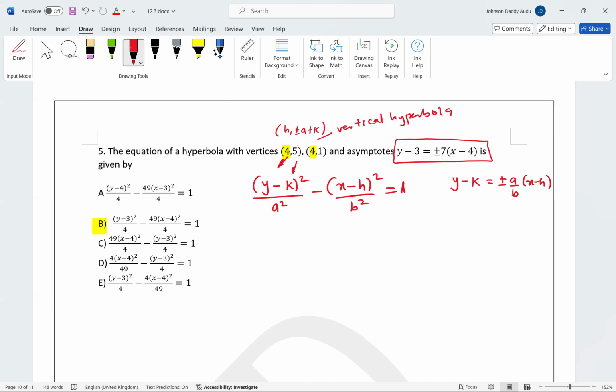So it means that from here, if you compare these two, what is k? K is 3. What is h? If you compare this one, because you have x minus h, right? So k is 3 and h is 4. H is 4. So what else can we get?